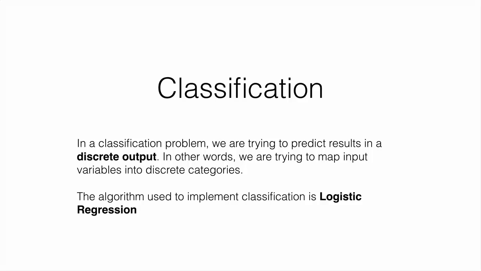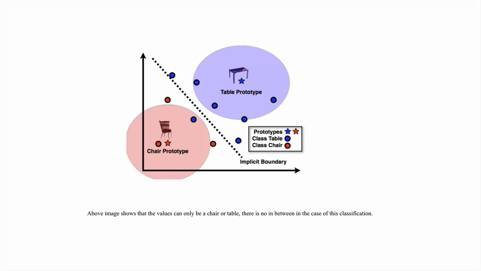All right, so we're going to look at an example now. With this image, the above image shows that the values can only be a chair or a table. There's no in between, which would be continuous, in the case of this particular classification.